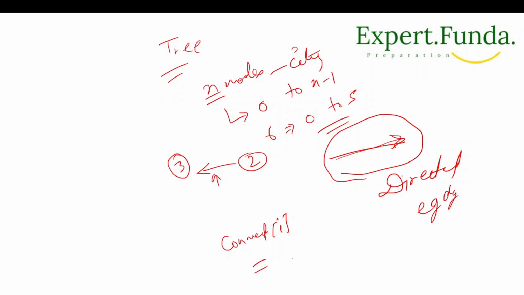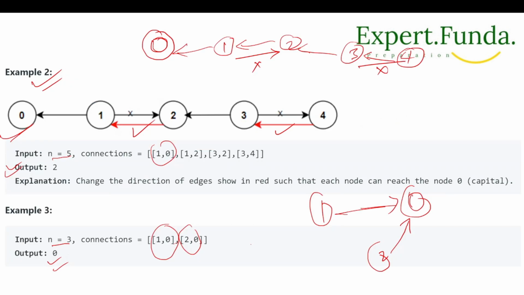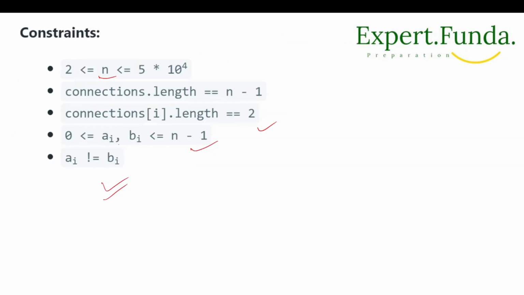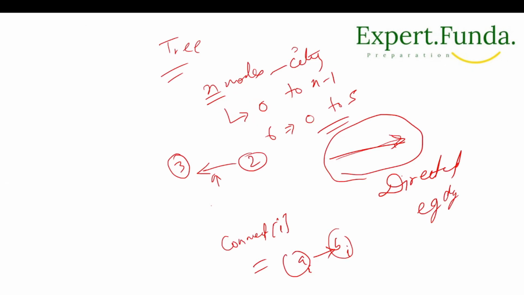It is between A to B, correct? And AI and BI is a city, right? And that's why this edge is given here, as you can see. Here you can see connections contains 1 0, 2 0, correct? That's why I'm saying that connection length is 2, and A and BI we have, right? It should not be equal to this one, correct?